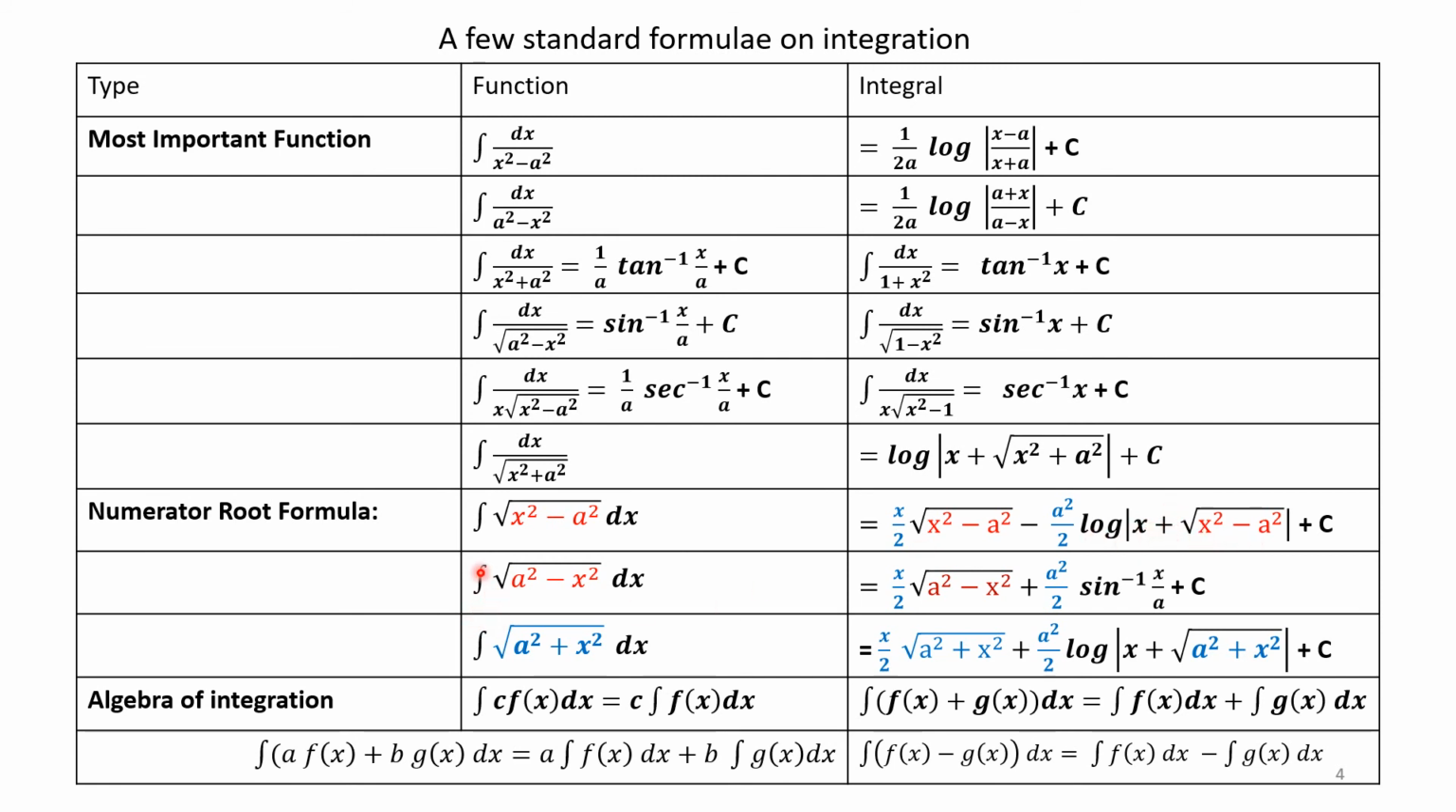Next is integration of square root of a square minus x square. Again, this is equal to x by 2 into square root of a square minus x square plus a square by 2 into sine inverse of x by a plus c. This is the formula for sine inverse. Here also it is 1 minus x square, so it is similar to sine inverse.